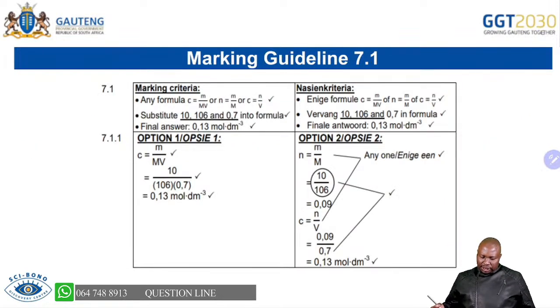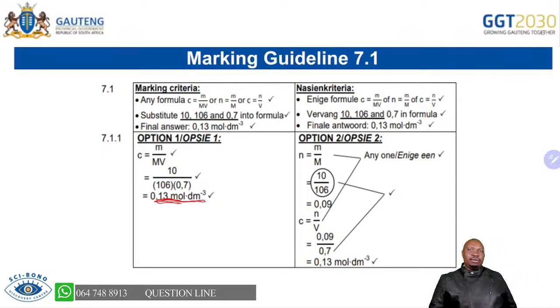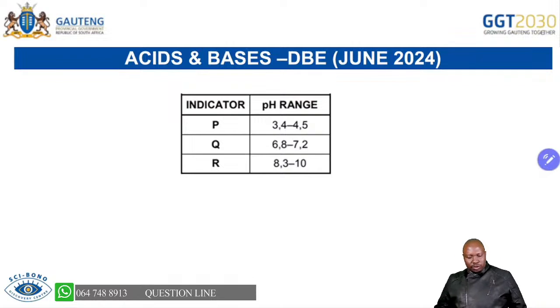That's what we did. We calculated the number of moles. We used this formula, and then 10. It was 106, I said 104. It was 106 times 0.7, and then it gives you 0.13 moles per cubic decimeter. So you are able to do the calculation, you get it, and you are celebrating. And you can use the number of moles and the C equals N over V formula. Still, you are able to do it, and you do it correct.